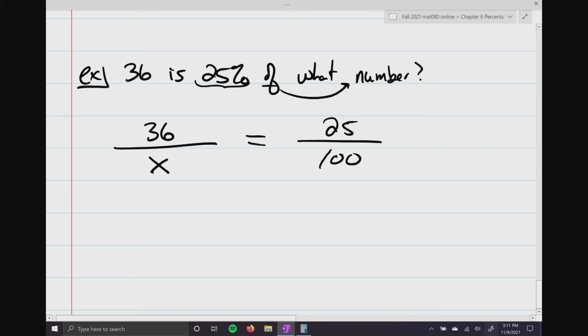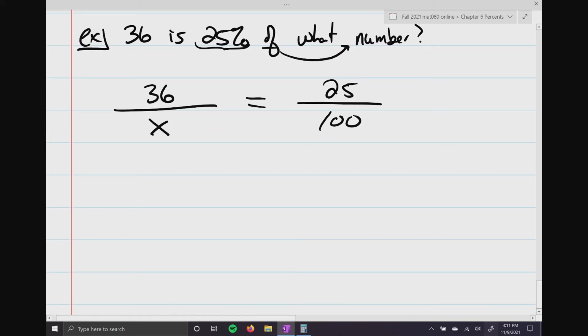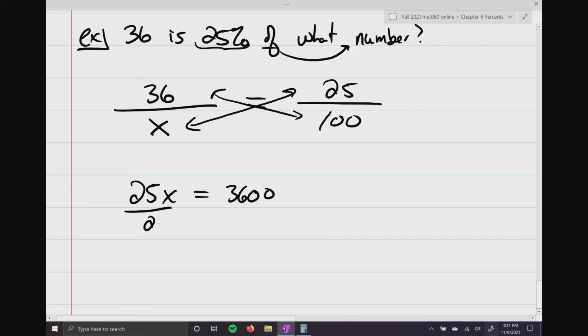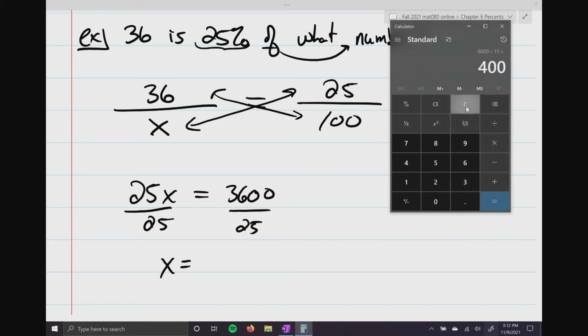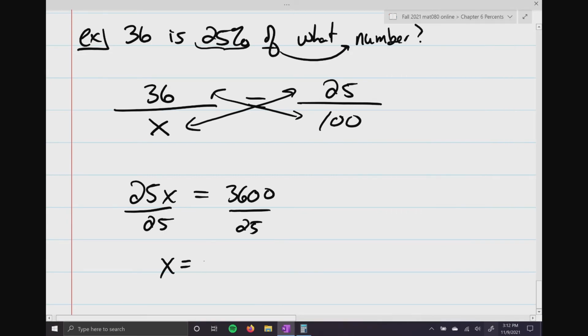of the first fraction. Now, since we are going to use a calculator here, if you wanted to, you could reduce the 25 over 100. You could totally do that. But what I'm going to do is just cross multiply right from the start. So I got 25x, and 36 times 100 is 3600. And then I just divide both sides by 25 to give me x equals, now remember, you got a calculator, so let's use it. So 3600 divided by 25 equals 144. So x equals 144.